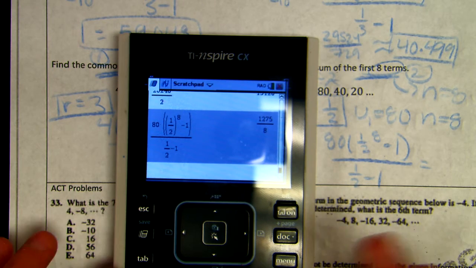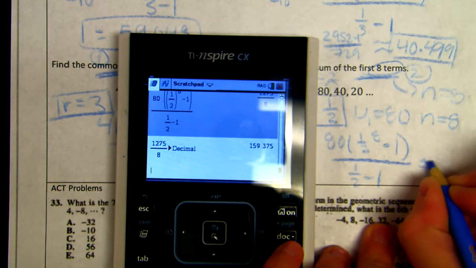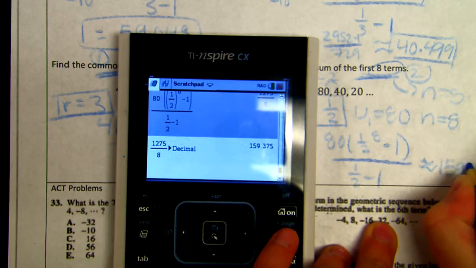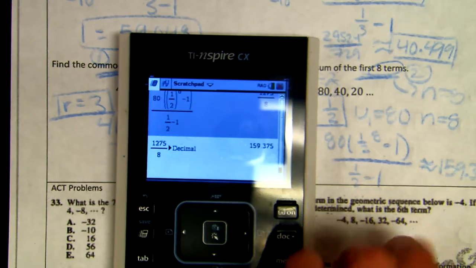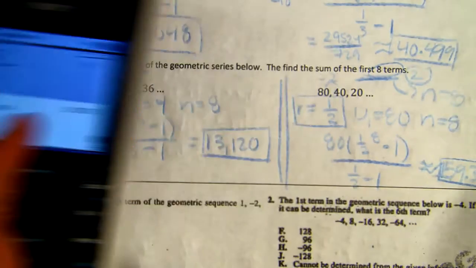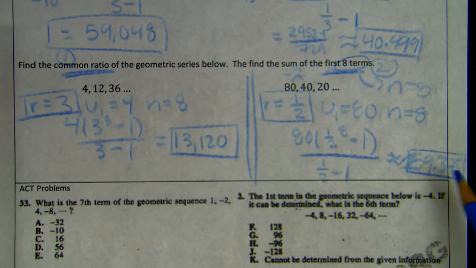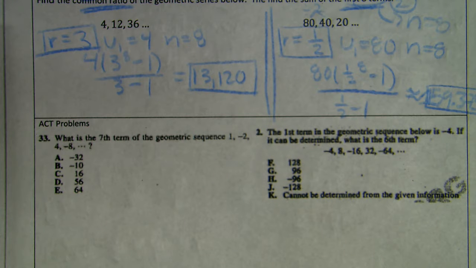I don't really know what that means, I'm going to be honest, so I'm going to convert that to a decimal. And that gives me approximately 159.375. So we found our common ratio as 1/2, and our sum of the first 8 terms is 159.375. I'll scooch that over so you guys can see. If you have any questions about that, again, ask me or Ms. Avra, but now we're on to the last 2 ACT problems.